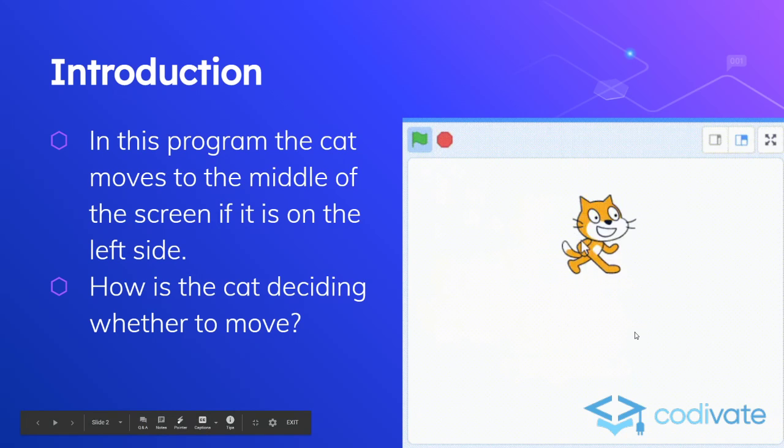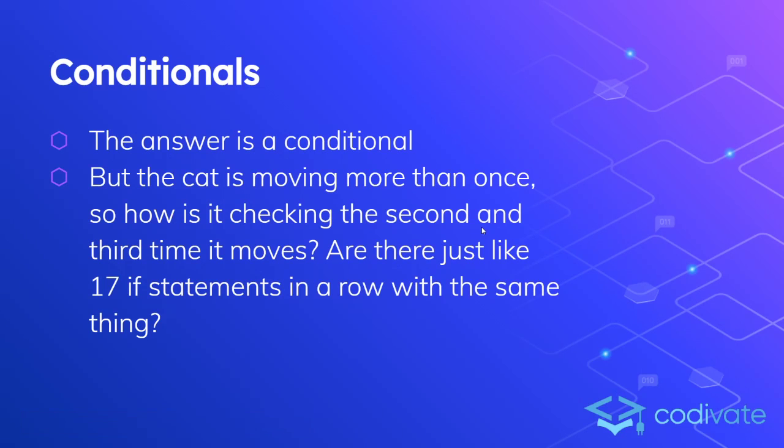So how is it checking multiple times? Does it just have if statements like 17 times in a row? The answer is no, it has something called a loop.